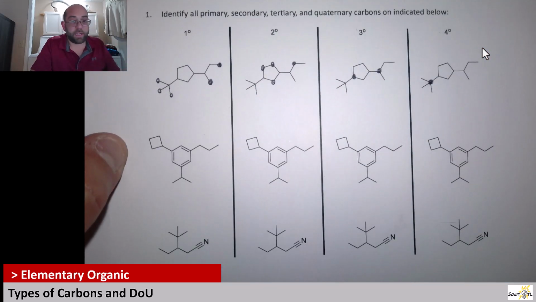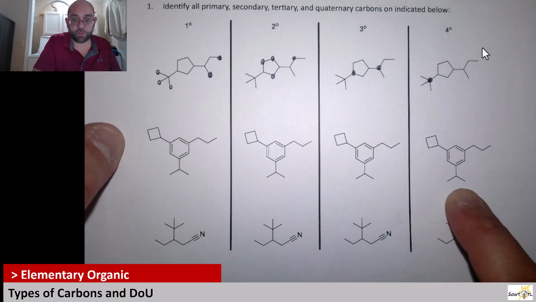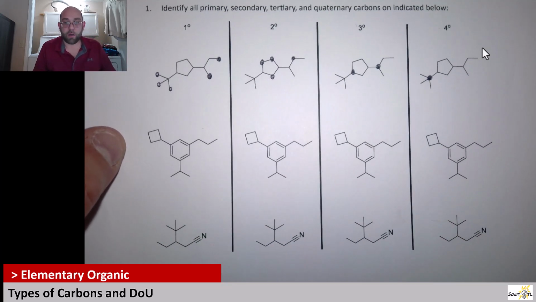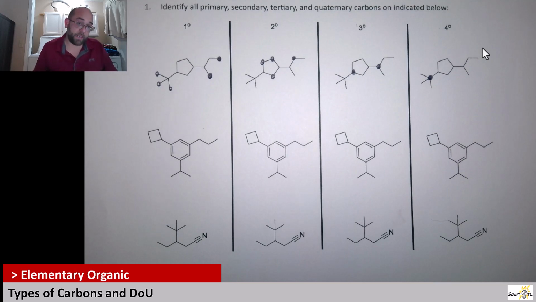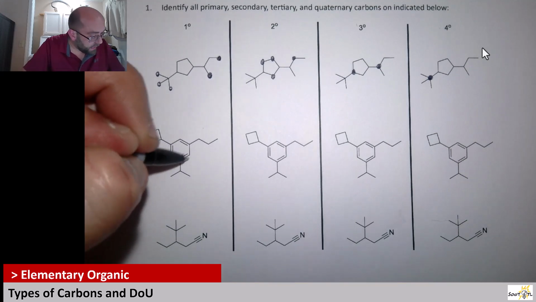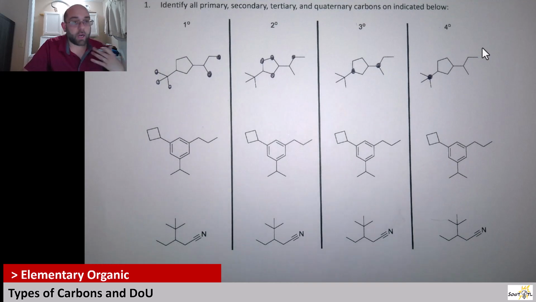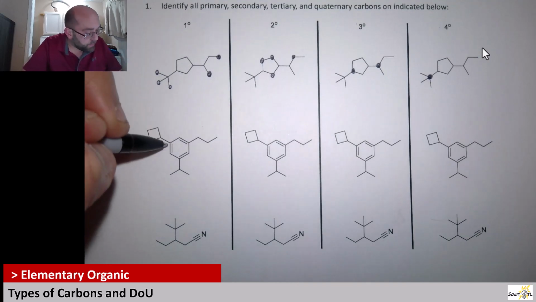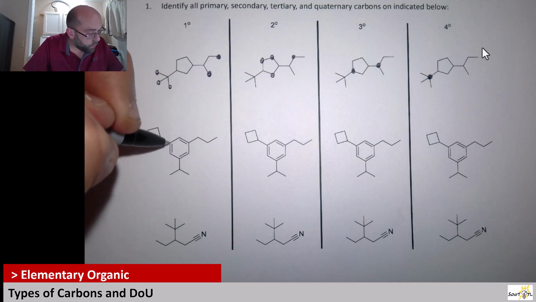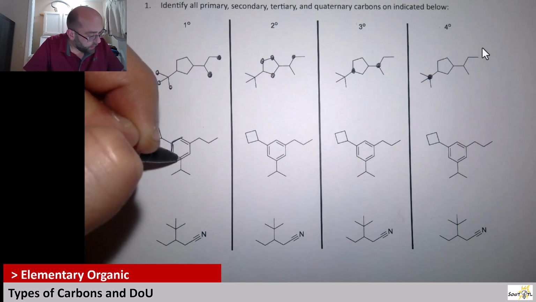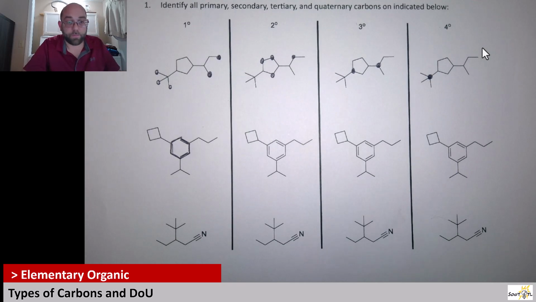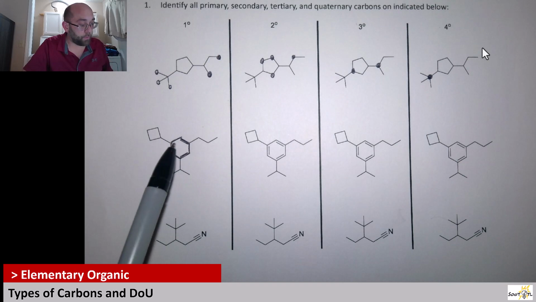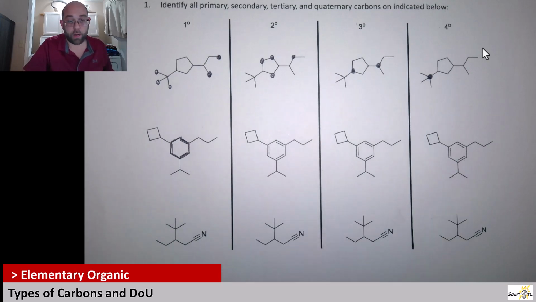Now looking at the next set, all these are the same structure again, but one thing to pay attention to here: any of these that have double bonds, we're not going to classify as primary, secondary, tertiary, or quaternary. These are a special type. So all of these in this ring are automatically off the table, because they all have double bonds. So for primary, we're looking at the rest of the stuff.